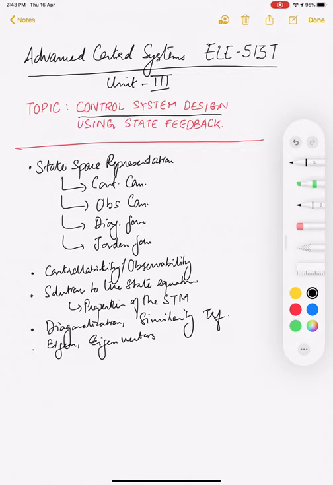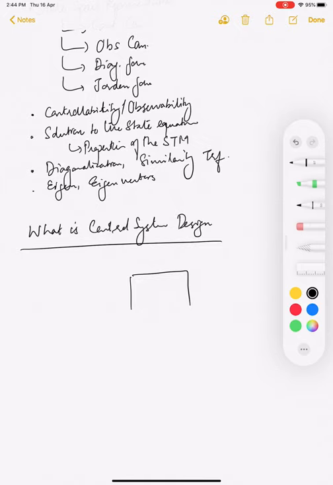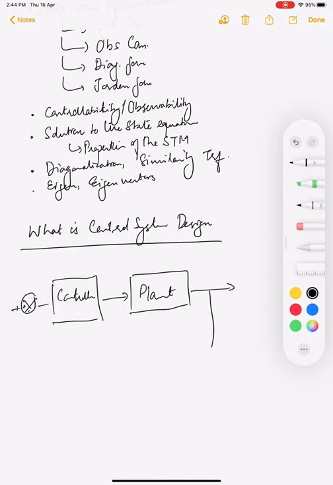So before we start control system design using state feedback, one more thing which we have studied in the previous course on control systems is what control system design is. The basic objective, as you all know, is that you have a plant or a process and you want to control its performance using a controller, right? You put that plant or process normally in a feedback loop. You measure the output which you want to control using sensors. So this is your feedback loop, and then you control the dynamics of the process.